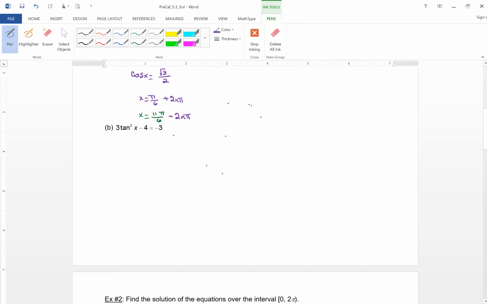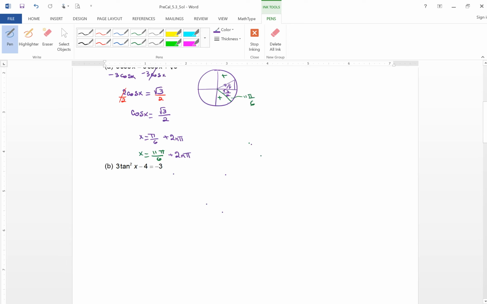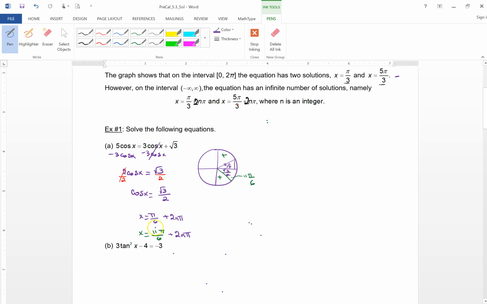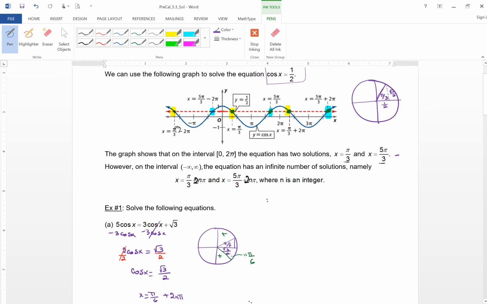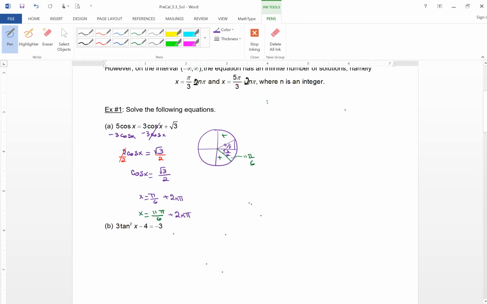Wait, she was first. Go ahead. I don't understand why you have to. Because it's cyclical, right? The pi over 6 and 11 pi over 6 is only for one period. But if you draw the cosine, it keeps going forever until infinity. So pi over 6 is the same as pi over 6 plus 2 pi, plus another 2 pi, plus another 2 pi. Because if we keep adding 2 pi, we're going to go to the same angle.